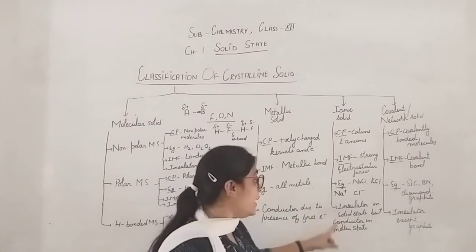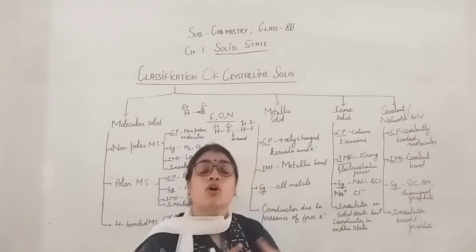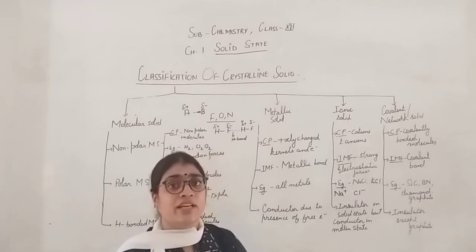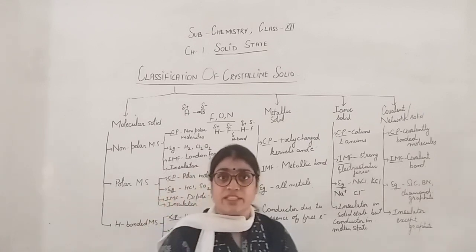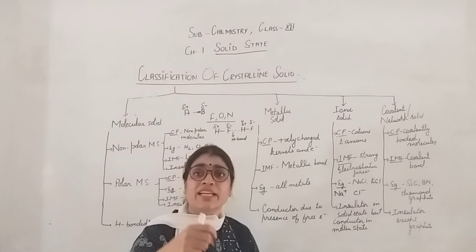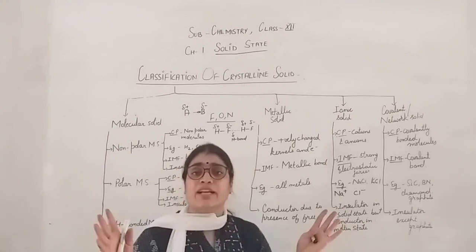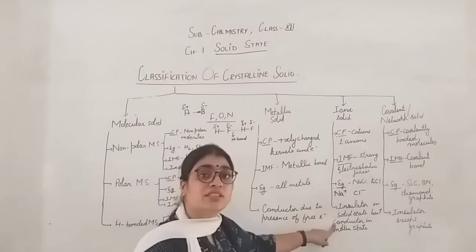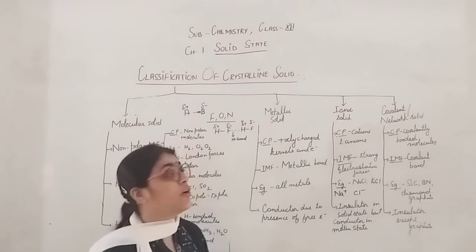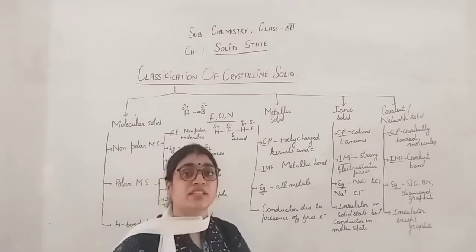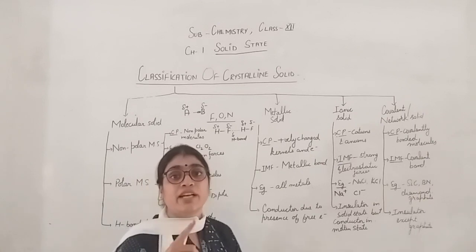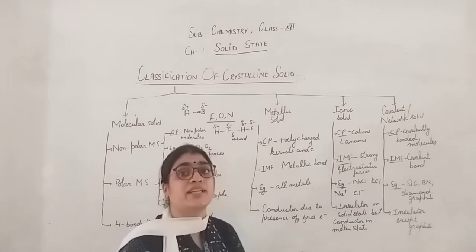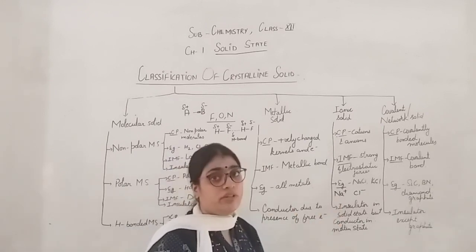Insulator in solid state but conductor in molten state. Why? Because in solid state the ions are held by strong electrostatic forces of attraction. That is why it is an insulator in solid state. But as we melt or heat the solid, the positive and negative ions are now free to move. Due to the presence of free ions in molten state, it is a very good conductor of electricity. All ionic solids will conduct electricity in molten state, but in solid state, due to strong electrostatic forces, ions are not free to move. There are no free ions. That is why it is an insulator in solid state.